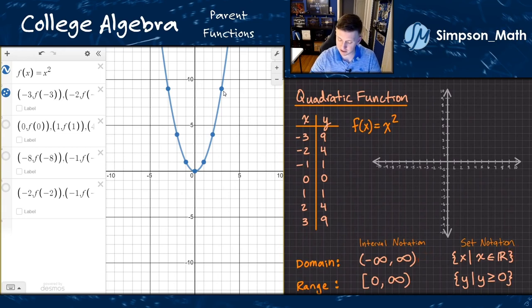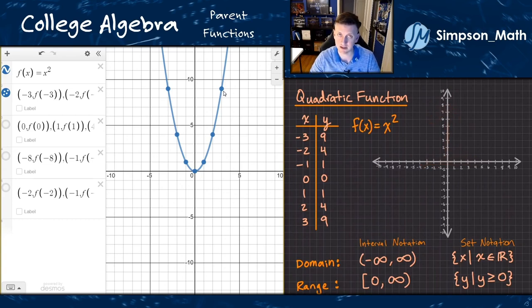But our range, it's going to start at 0. Its lowest value is 0. And then it's going to go forever and ever, never ending, up to infinity. Or we can also say in terms of inequalities that it's greater than or equal to 0. So all of our y values, so remember this is our y-axis, all of our y values are at 0 or greater. So they're both saying the same thing.